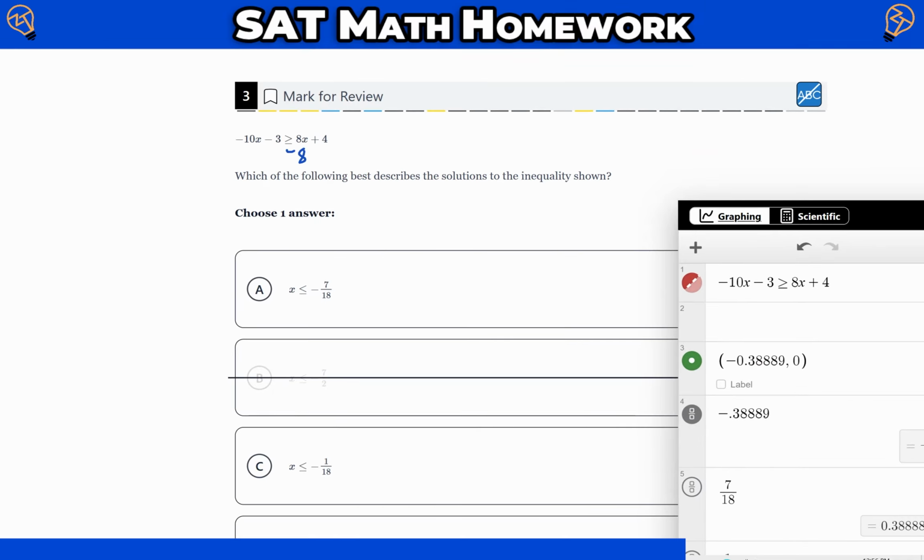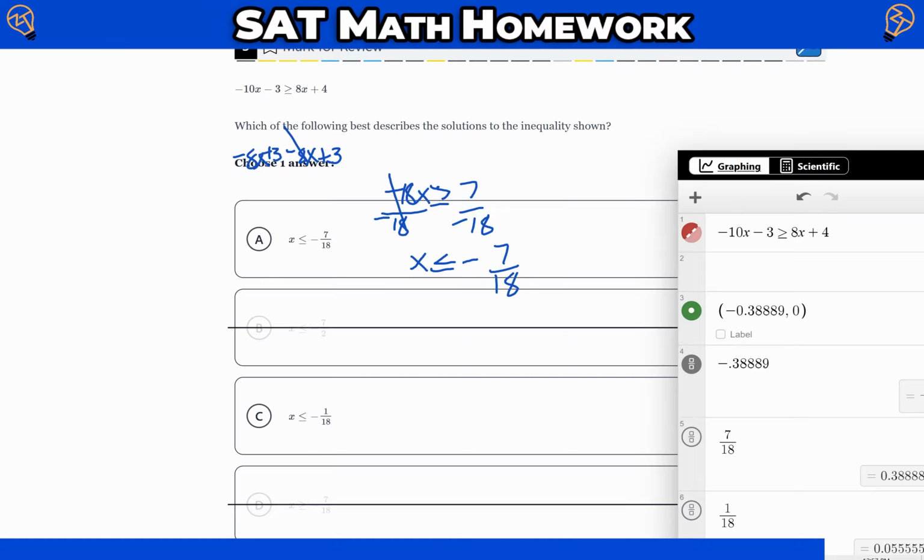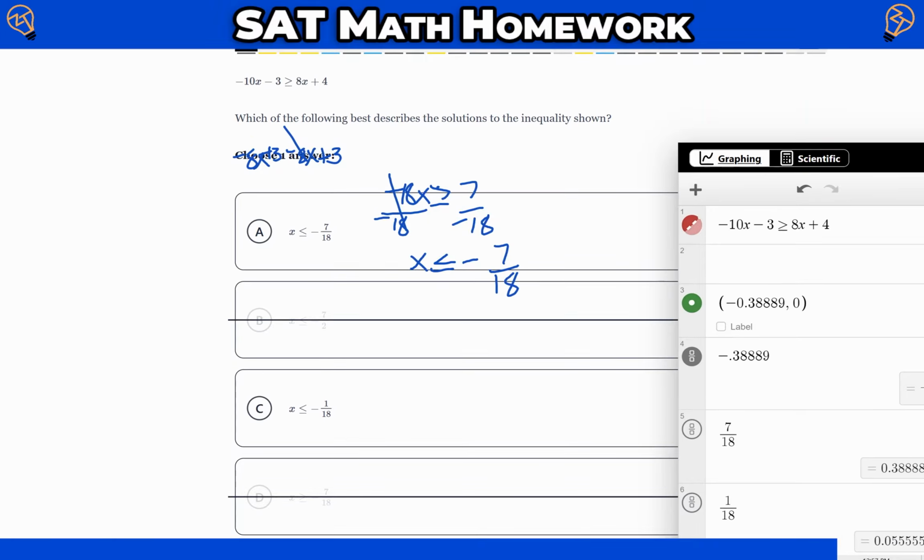And when we do so by subtracting 8x over, we get negative 18x is greater than or equal to, and I'm going to go ahead and add this 3 to the right side while we're at it to make it a little bit quicker. Now, here's the part that a lot of students make a mistake on. When you multiply or divide by a negative, it causes the inequality symbol to flip, which a lot of people will forget about. Now, I am surprised that they didn't show x is greater than or equal to. Actually, they did. That's what probably most people incorrectly choose.